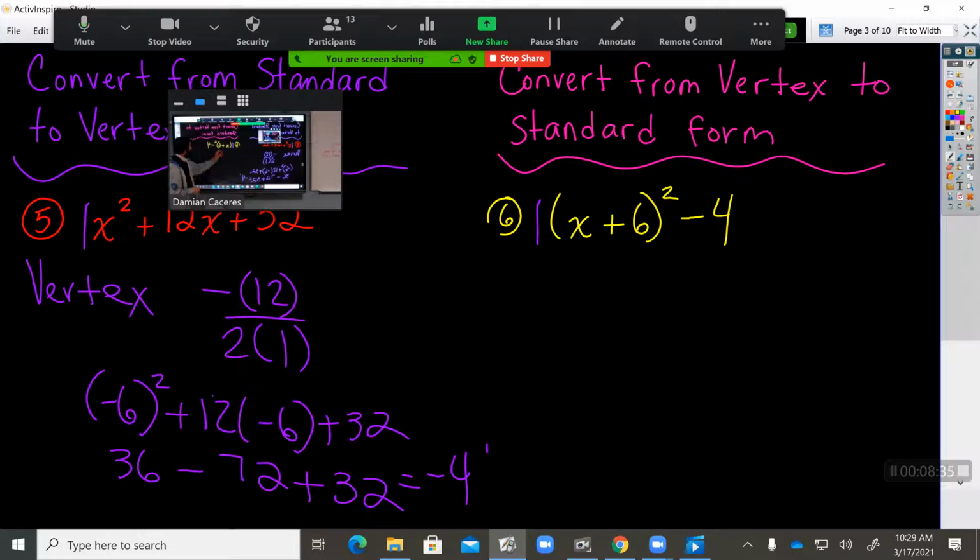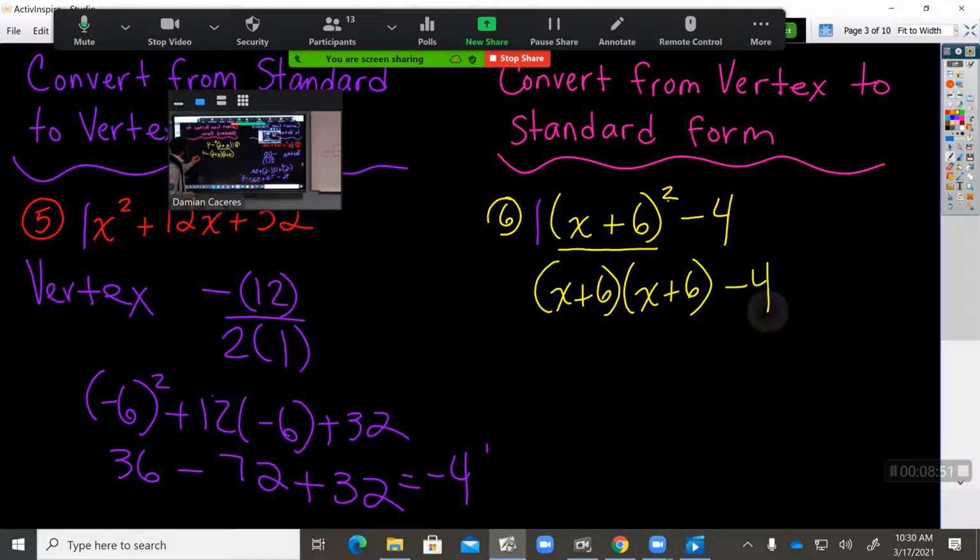First thing you do is expand x plus 6 to the second power. What do I mean by expand it? I mean, instead of writing it once with a square, write it twice. So x plus 6 times x plus 6. Then you bring down your minus 4 at the end and your number in the front. So far, so good. That's what expanding means. X plus 6 to the second power means x plus 6 times x plus 6.